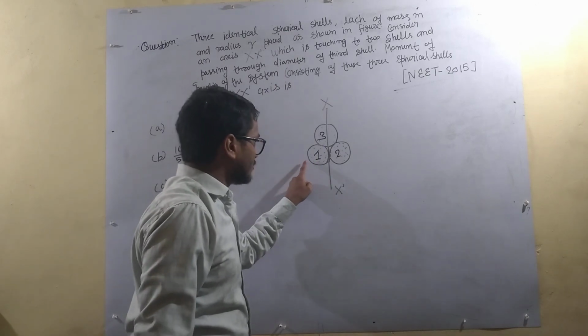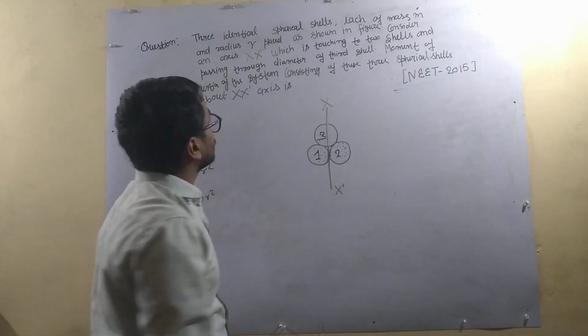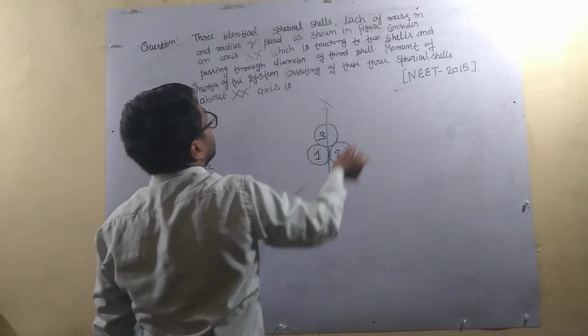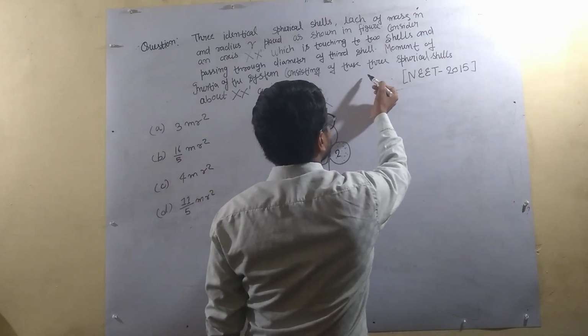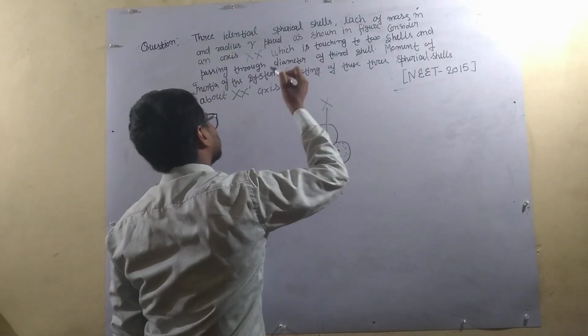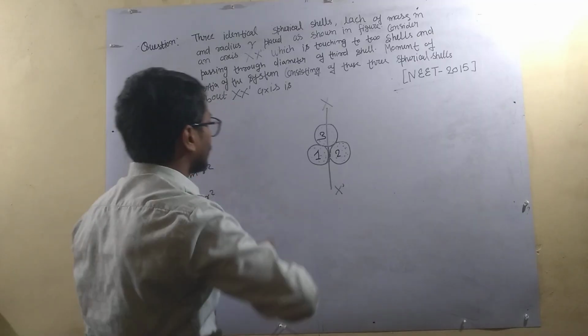It means this is the first spherical cell, this is the second, and this is the third spherical cell. So the moment of inertia of the system consisting of these three spherical cells about the x dash axis is... Okay, so let's solve this question.